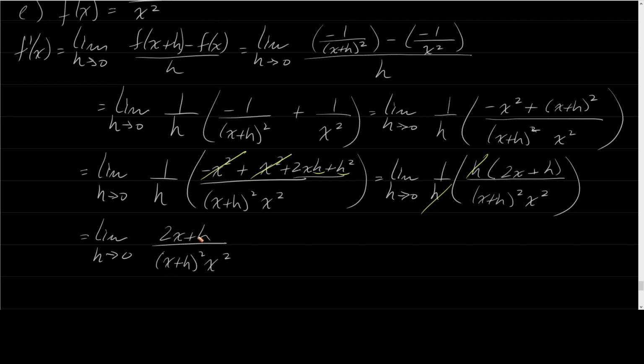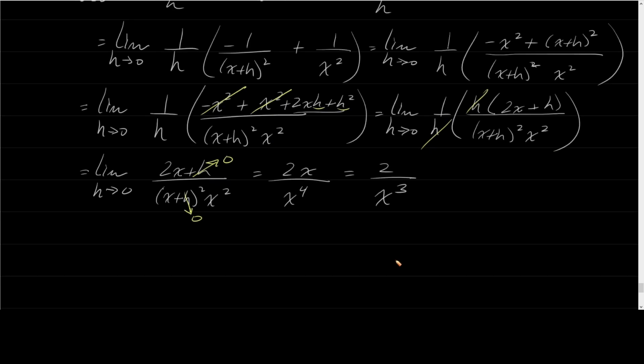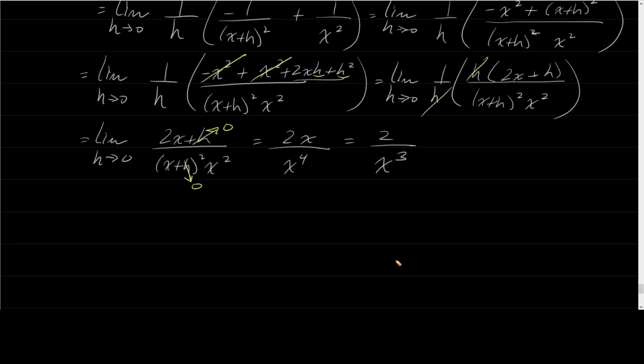But since h is going to 0, this goes to 0, this goes to 0. So I end up with 2x over x to the fourth, right? This is just x squared. x squared times x squared is x to the fourth, giving me here 2 over x cubed by canceling out that x. At this point, we can say that our final answer, our f prime of x, is going to be just 2 over x cubed. All right, that's our derivative.